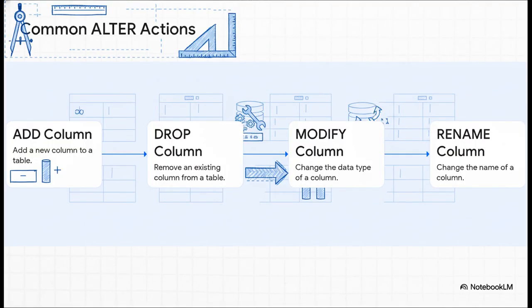And the true power of the alter command is just how versatile it is. You can perform 4 key actions with it. You can add a brand new column for new information. You can drop a column that's no longer needed. You can modify a column's properties, like maybe changing it from numbers to text, or you can simply rename it.